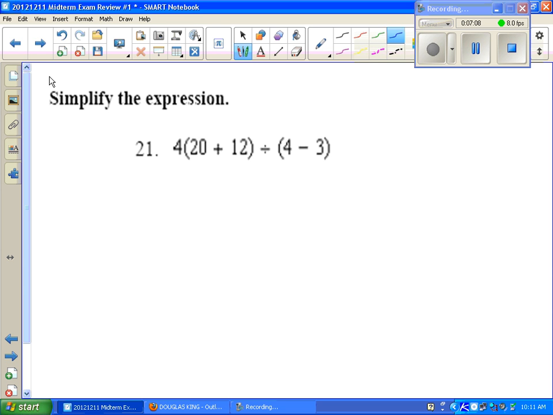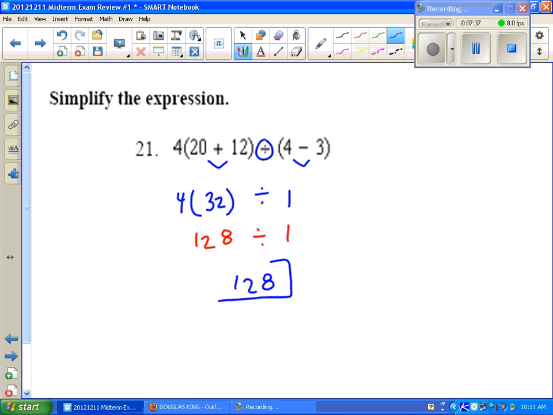Simplifying the expression. Do what's inside the parentheses first. 20 plus 12 is 32. Still multiplying by 4. And 4 minus 3 would be divided by, I know that's hard to see right there, but divided by 4 minus 3, which is 1. 4 times 32, 4 times 2 is 8, and 4 times 3 is 12. So 128 divided by 1, or anything divided by 1 will be whatever it is, 128.